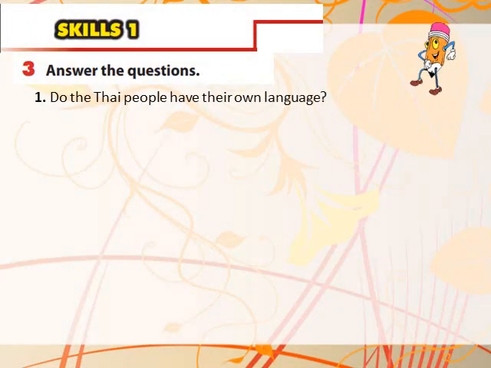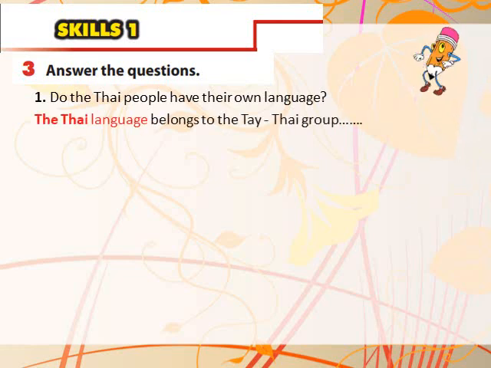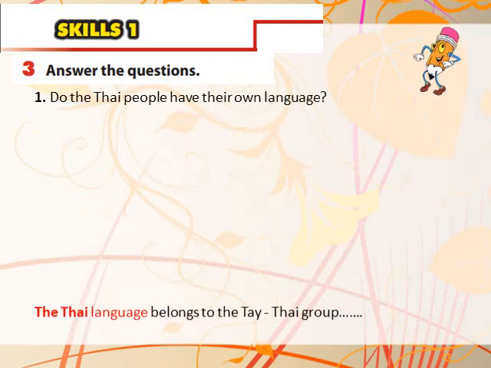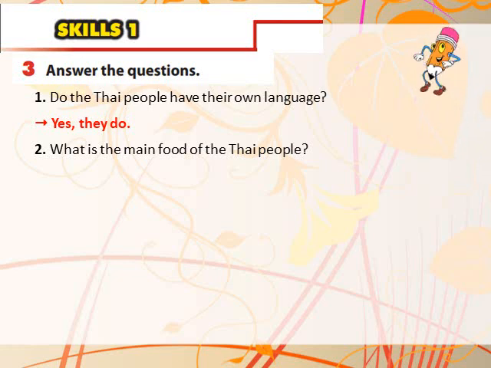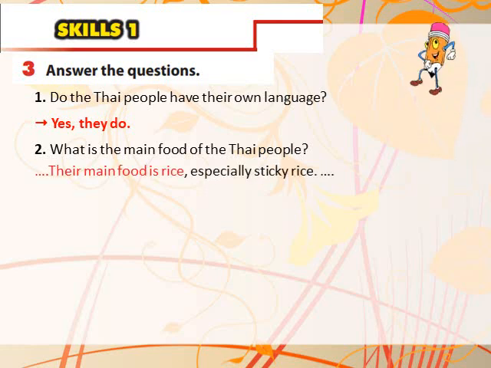Sau đây chúng ta cùng trả lời 5 câu hỏi sau khi đọc đoạn văn về người Thái. Câu số 1. Do the Thai people have their own language? Người Thái có ngôn ngữ riêng hay không? Thì trong bài chúng ta có thể thấy được là the Thai language belongs to the Tai-Kadai group. Tức là yes, they do. The question number 2. What is the main food of the Thai people? Cái món ăn chính của người Thái là món gì? We have the main food is rice.